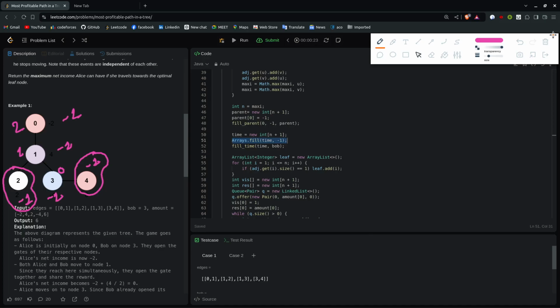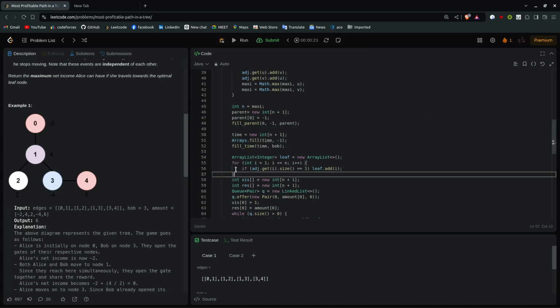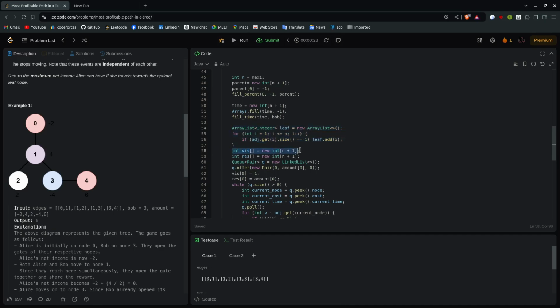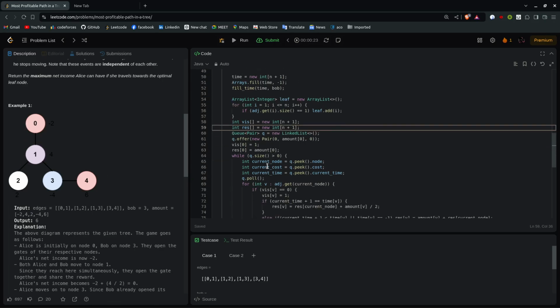And then we have this leaf array list storing the leaf nodes, although this is not necessary. And then we have a visited array and the resultant array, which will be storing the result starting from the root node to each and every node, like what is the maximum answer Alice can gain starting from the root node to any particular node, right? And then we do a BFS algorithm.